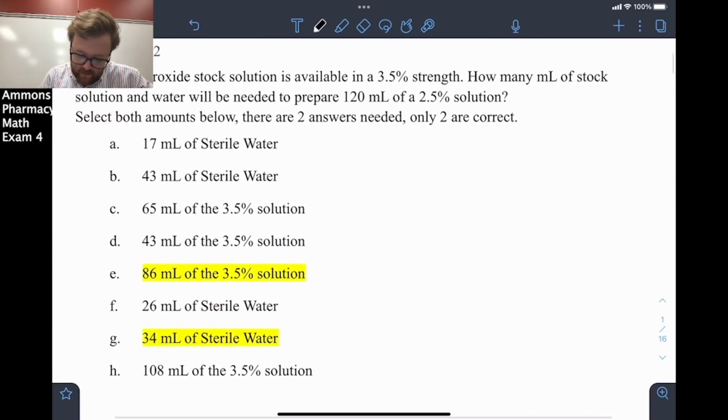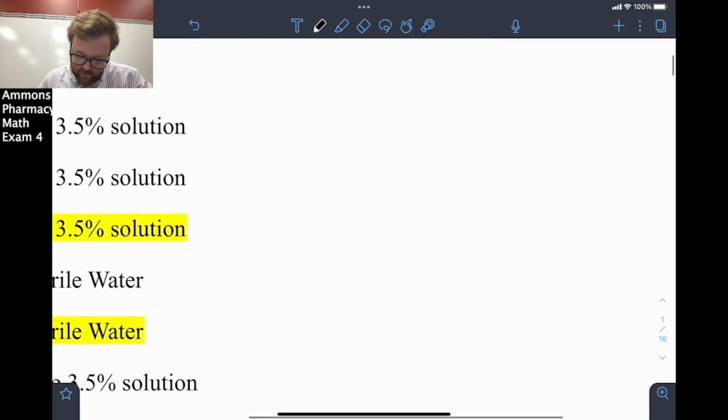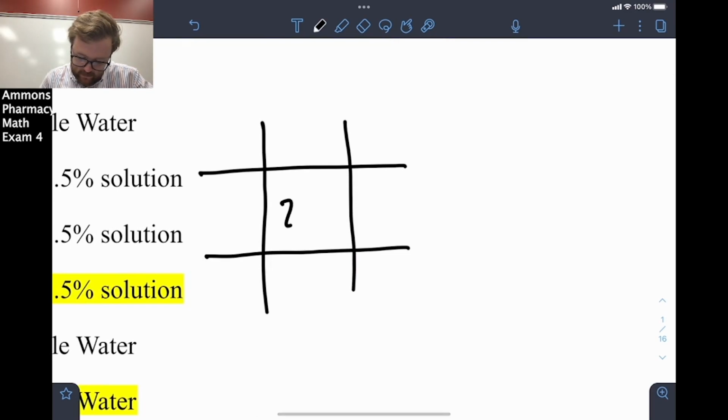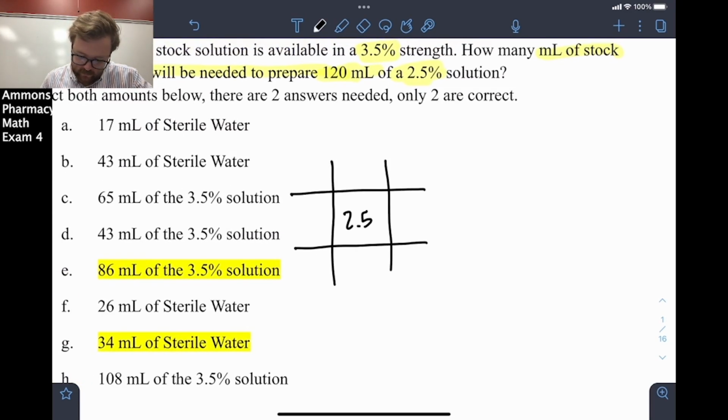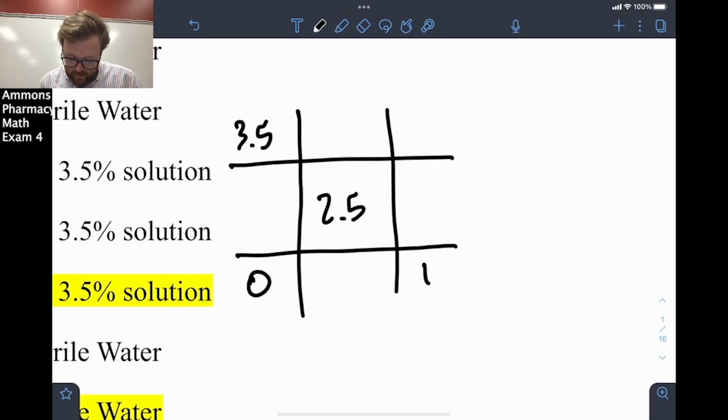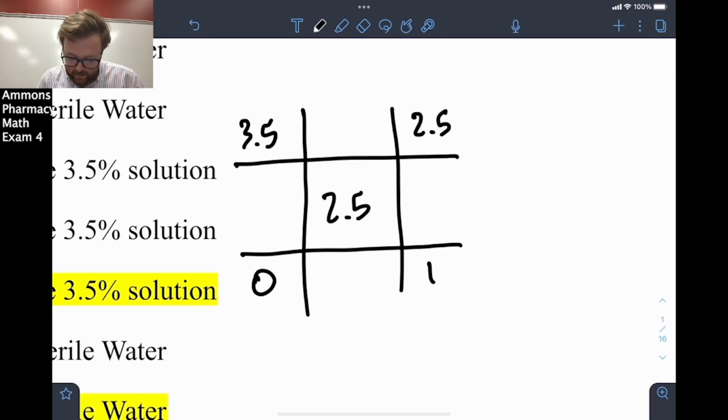Next one, we have hydrogen peroxide stock solution available 3.5%. How many mils of stock solution and water? 120 mils with 2.5. So it's another alligation. Okay. 2.5 is our desired. And we know we have water and a 3.5. Okay, so 3.5 minus 2.5 is 1. 2.5 minus 0 is 2.5. So that's over 3.5.